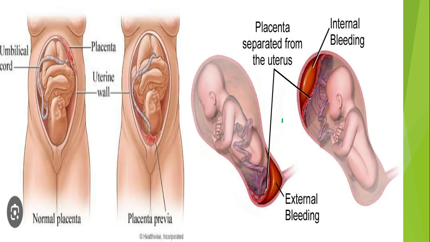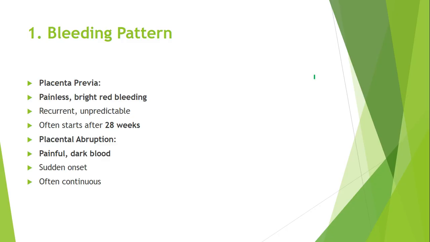And here we have a diagram of placenta abruptio. You can see where it is external, resulting in external bleeding, or resulting in internal bleeding. So in placenta abruptio, the placenta is usually separated from the uterus.